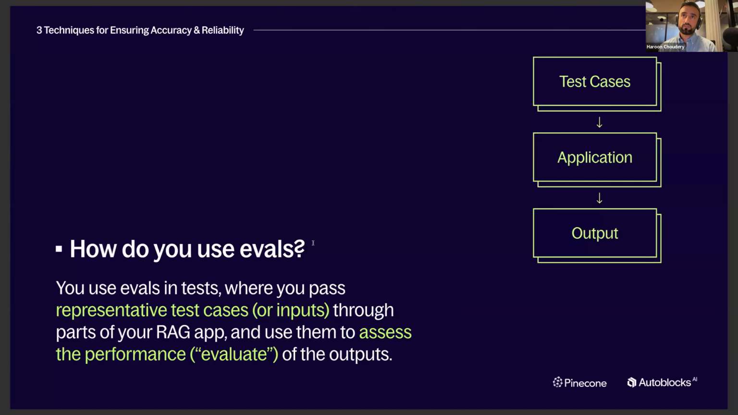How do you use evals? So essentially, evals are used to assess the performance of outputs. The way that you use evals is that you have test cases, and these test cases essentially represent different inputs to parts of your RAG system or entire AI product pipeline. You pass those test cases through a specific part of your application, and then you generate an output. And then evals run on that output to give you a scalable and measurable way of evaluating your output.